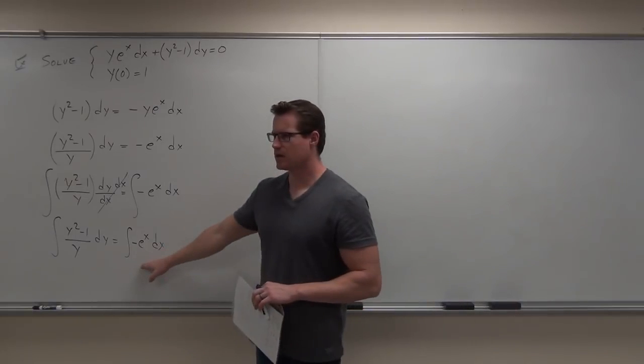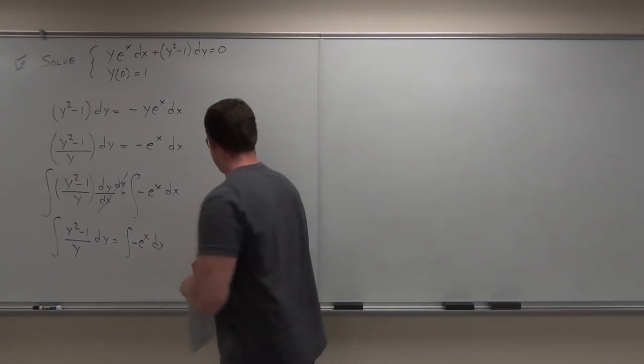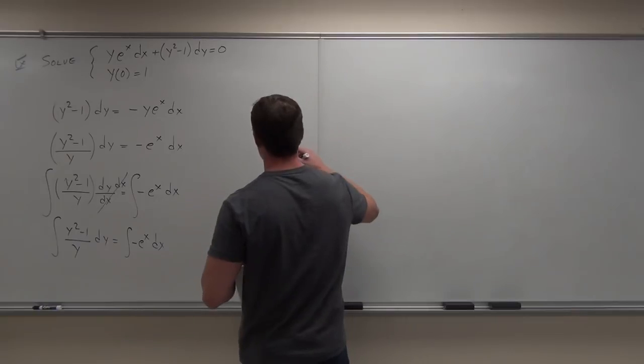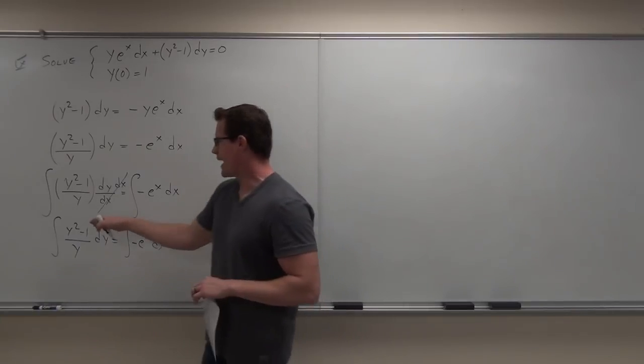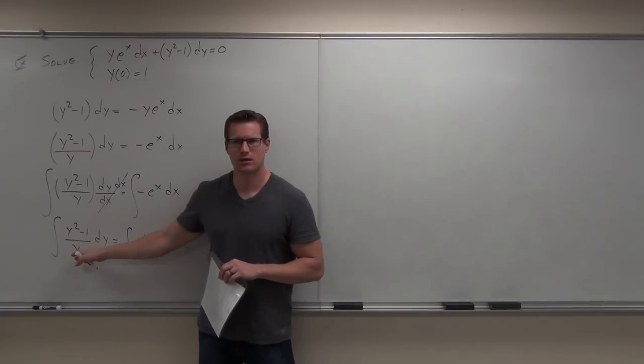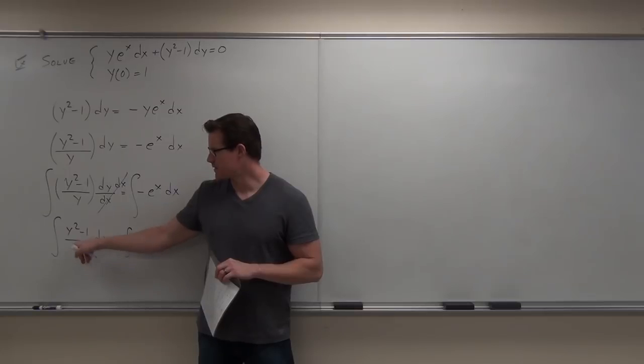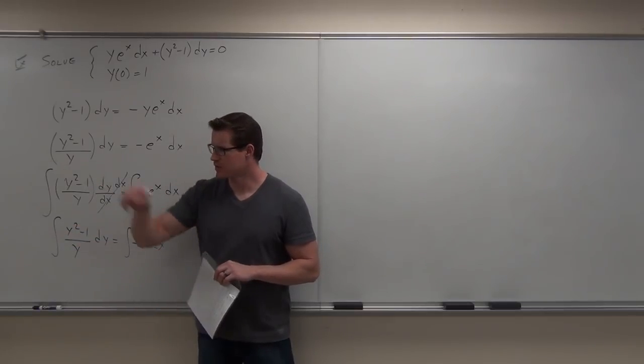Can you integrate this side? That's a piece of cake. What's the integral of negative e to the x dx? I love integrals of e to the x. So on our right-hand side, we're going to get negative e to the x. What's going to happen here? How would you guys do this one? Don't make it harder than it is. U sub would not work. Y is in the denominator, it's not in the numerator. Split it into two fractions.